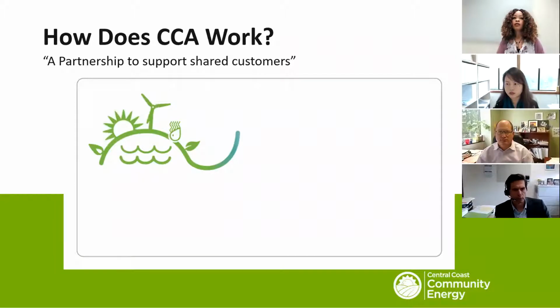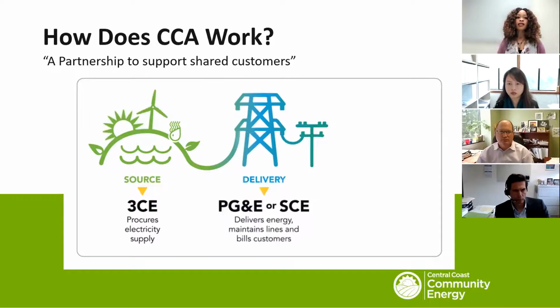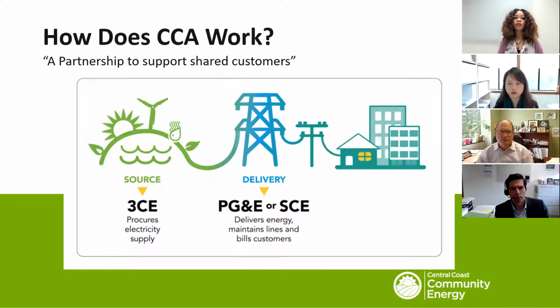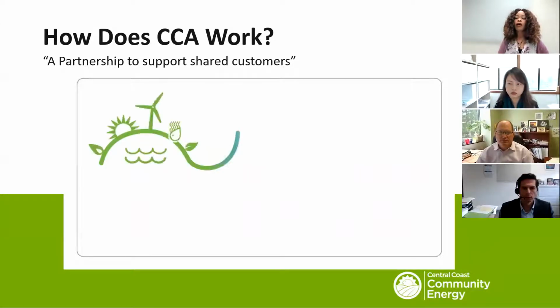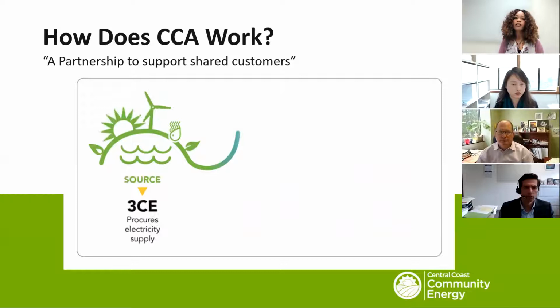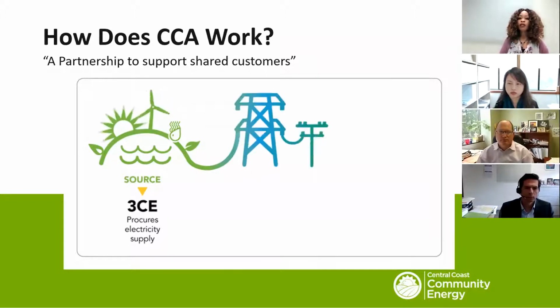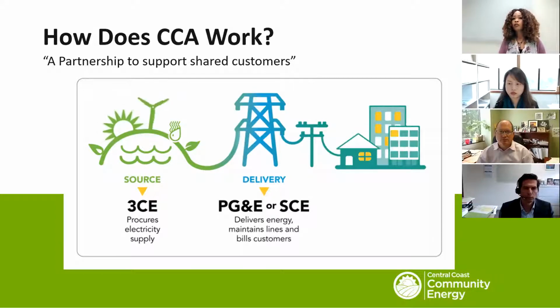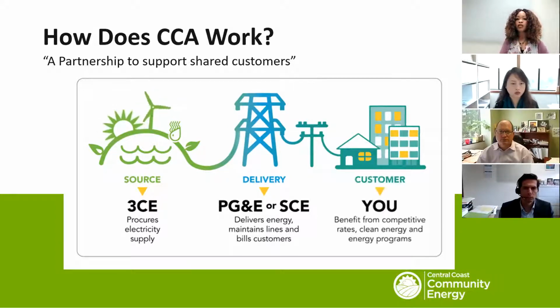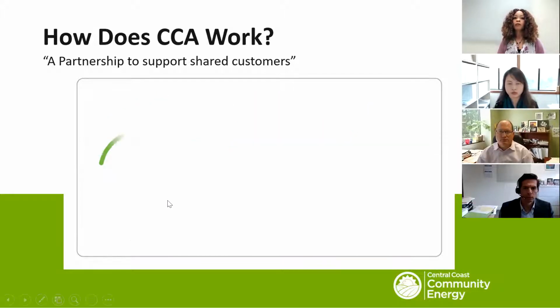A CCA, or community choice aggregator, essentially means that this group of communities is working with 3CE to procure the energy from clean and renewable sources that is then delivered to your home, whether that be via PG&E or Southern California Edison. They're still providing that delivery service and also providing you with a combined bill for your services. So you'll see that your participation does not really result in a lot of changes in the way that you experience the receiving of your energy or your billing under this structure.